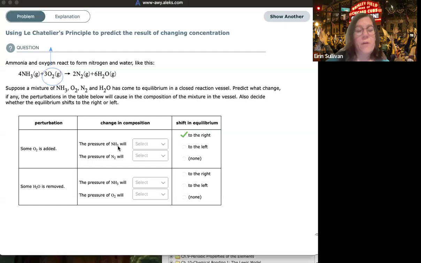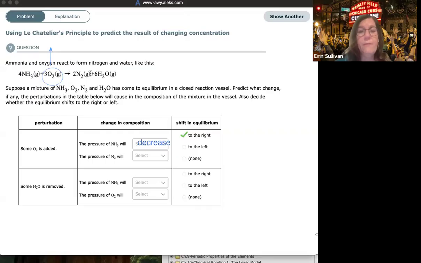So the pressure of ammonia will what? I think it's increase, decrease, stay the same. Is ammonia a reactant or a product? Ammonia is a reactant. We've already decided the equilibrium has to shift to the right to redress that balance. So ammonia and oxygen are going to be reacting to form nitrogen and water. So the pressure of ammonia should decrease because it's going to be getting used up at a faster rate until equilibrium gets re-established. The pressure of nitrogen, well, the nitrogen is on the product side.